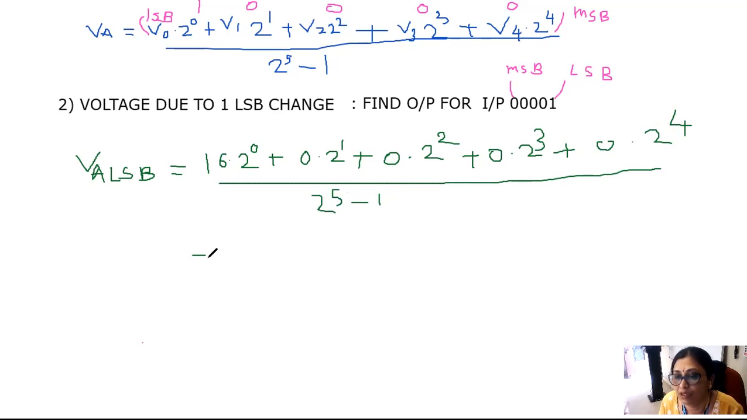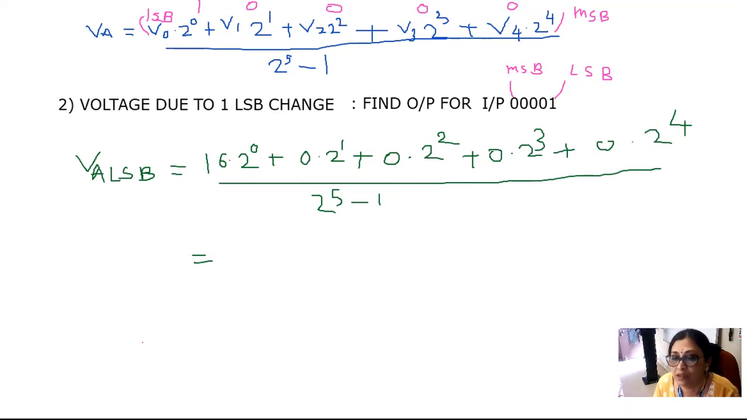Now what is 2 raised to 0? Tell me what is value of 2 raised to 0? One. It is 1. So it will be 16 into 1 plus anything into 0 is 0. So this term will also be 0. This term will also be 0. And this term will also be 0.